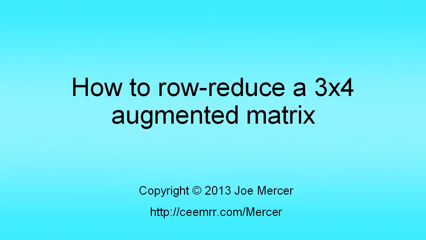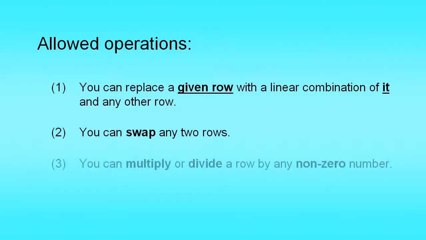To row reduce a matrix, it's not enough to know the allowed operations, which are shown here. You also need a strategy in order to achieve your goal. In that way, row reduction is a lot like a game. In this lesson, I'll show you a strategy using an example of an augmented matrix, which might result when you are trying to solve a system of 3 equations in 3 unknowns.